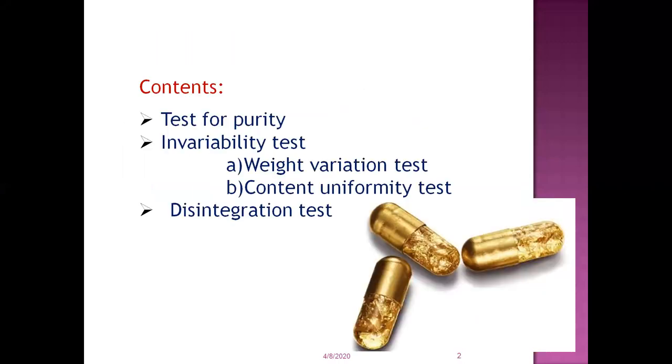So let us look into the contents. What should be the content? That is the test for uniformity. Under the uniformity test, there are two tests: weight variation test and content uniformity test, and the next one is the disintegration test.